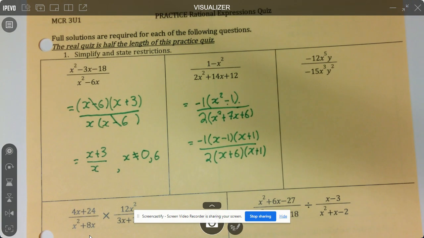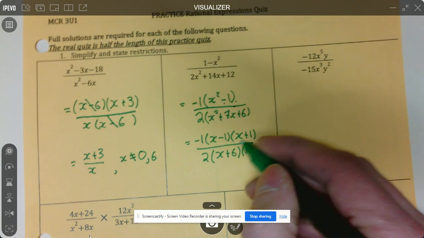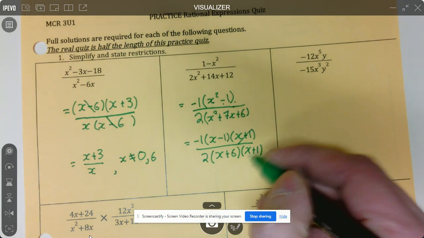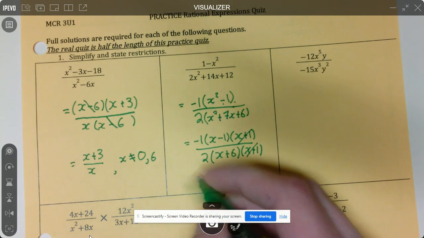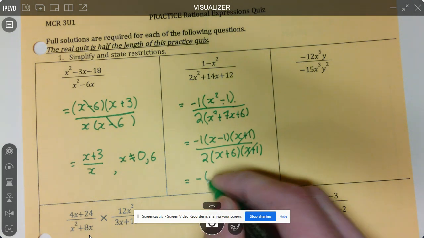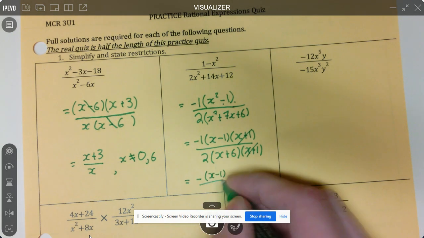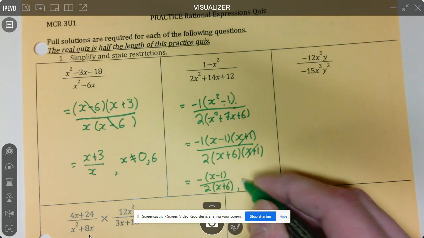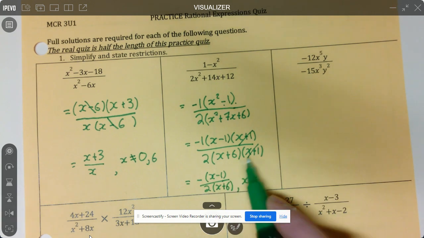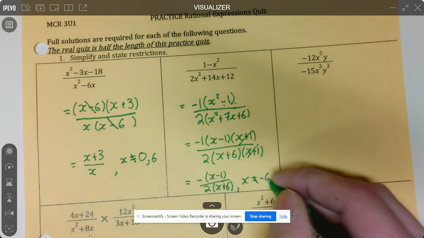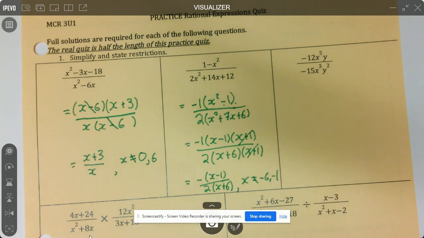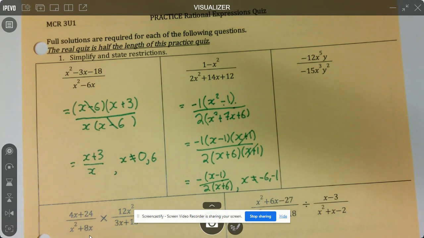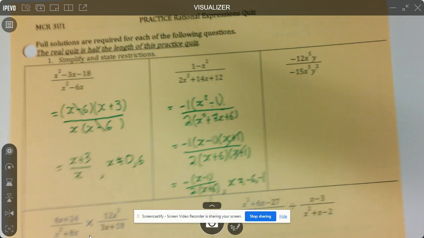Once I've factored completely, if it's expressed as a product, I can start canceling out shared factors. In this case, it's just x plus 1. So I'm left with -x minus 1 all over 2x plus 6. There's my simplified form. And then my denominator, well, x can't be equal to -6 or -1. I usually list those restrictions in order from least to greatest.